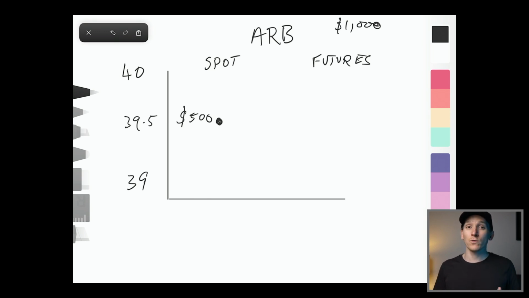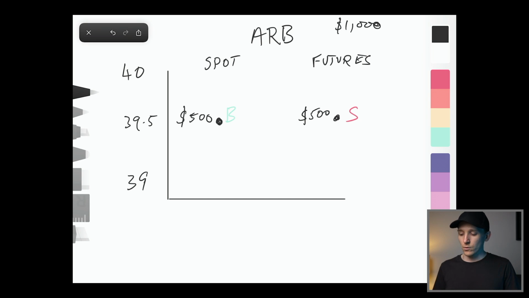What it will also do at the exact same time and the exact same price is take a short position in the futures market for $500. A short position means you actually sell Bitcoin. So what you're doing here is buying, and what you're doing here is selling the exact same amount of Bitcoin.